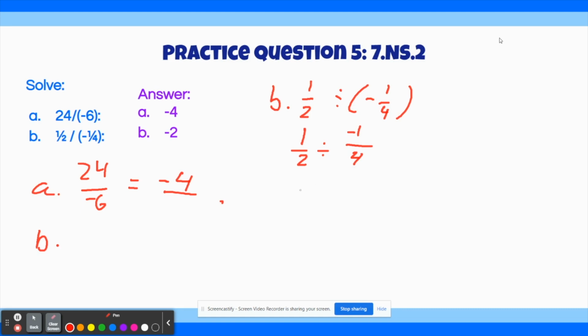And now we can just do normal fraction division. Remember, we need to take the reciprocal, or switch the numerator and denominator, of the divisor, and then we can change it to multiplication. So 1 over 2 multiplied by 4 over -1. Now this is just normal multiplication. 1 times 4 is 4 over 2 times -1 is -2. And then 4 over -2 is just -2. So that's our answer to part B, -2.